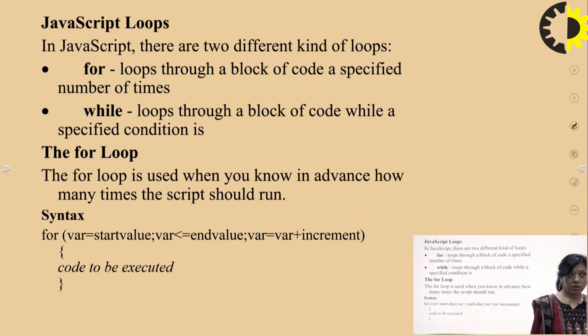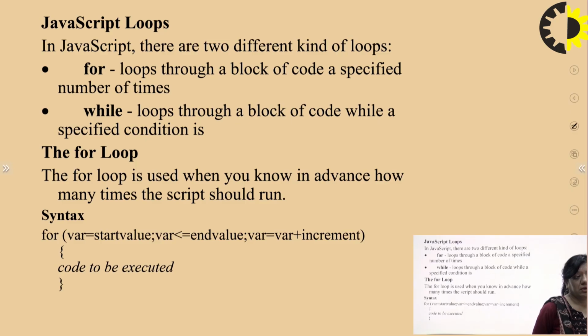Now the next important concept is loops. Firstly, I want to tell you what a loop is. Suppose we want to execute a statement n number of times; that time we use the concept of loops in our programming. In JavaScript, we have two different kinds of loops. First one is for, second one is while.